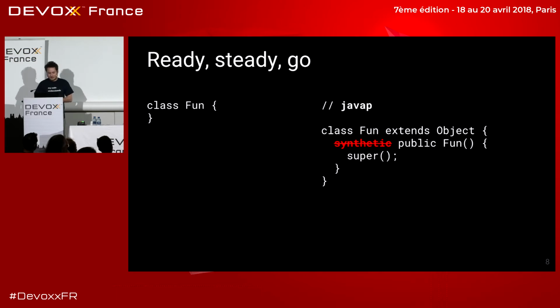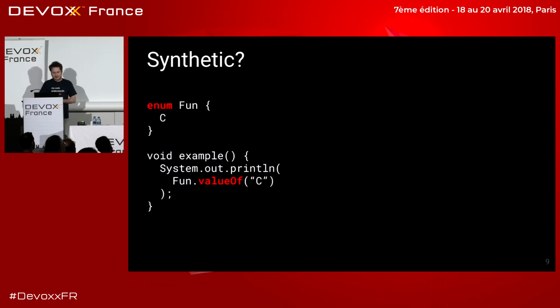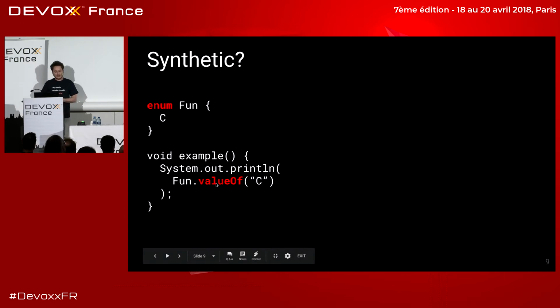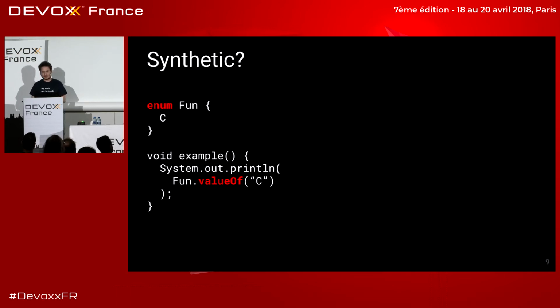Okay. Let's move on. Do you know some other examples of a similar construction which is generated by the compiler but is not marked as synthetic in the bytecode? Any ideas? Okay, it's pretty simple. It's actually enums. If we define an enum with some constants, we automatically get access to the method valueOf on the enum and to the method values. They're not marked as synthetic.